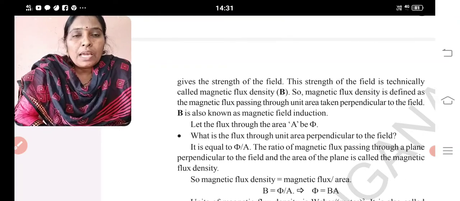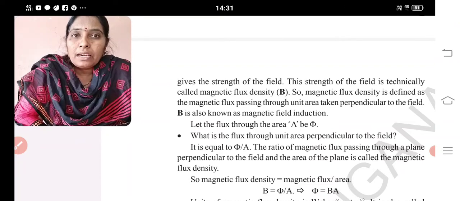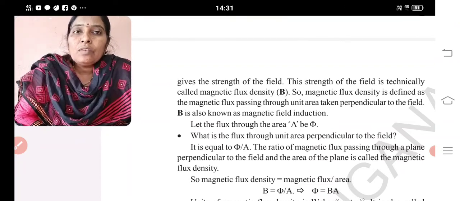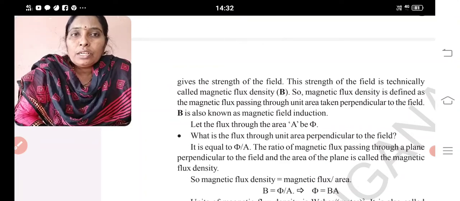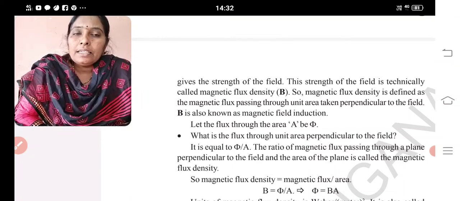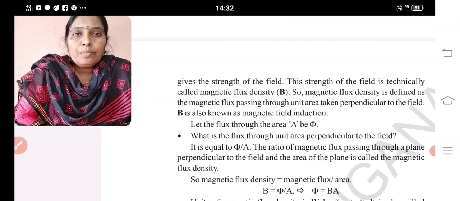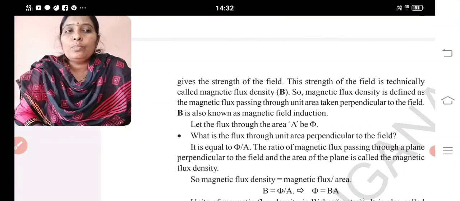B is equal to phi by A. What is phi? Magnetic flux. Magnetic flux is nothing but magnetic lines of force passing through an area. That which is perpendicular to the magnetic field is said to be magnetic flux density, and that is denoted with the letter B. B is equal to phi by A, or phi is equal to B into A.